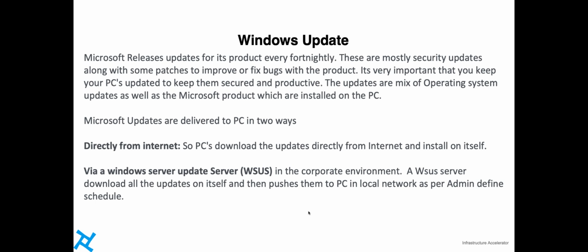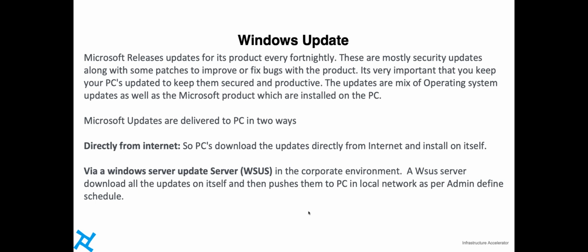Microsoft updates are delivered to your PCs in two ways. Directly from the internet, so the PCs download the update directly from the internet and install it on themselves, or via a Microsoft Windows Server Update Services server, or a WSUS server, in a corporate environment. A WSUS server downloads all the updates on itself and then it pushes them to PCs on the local network as per an admin-defined schedule.